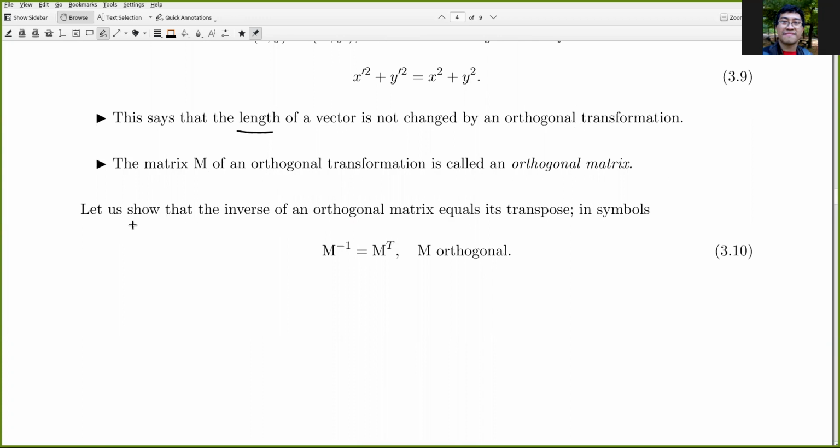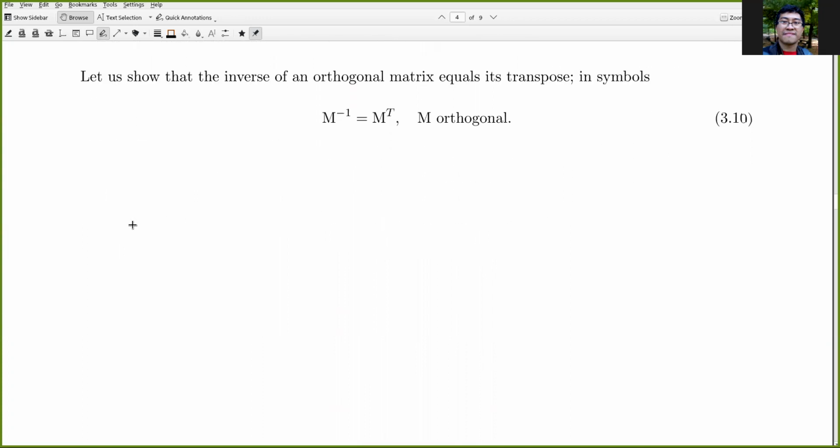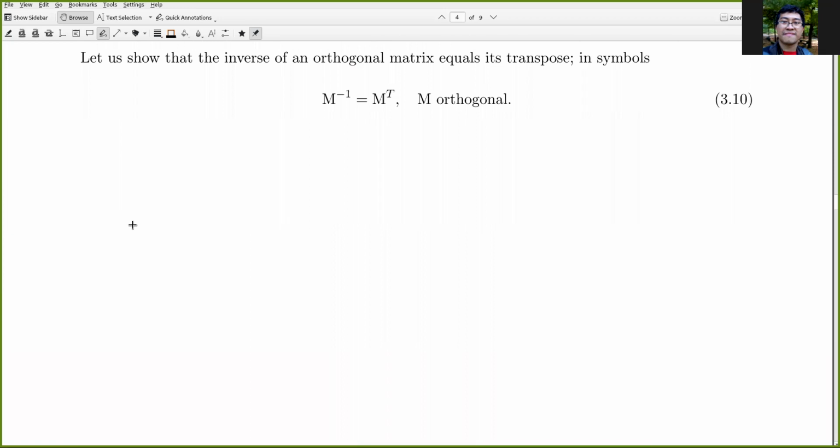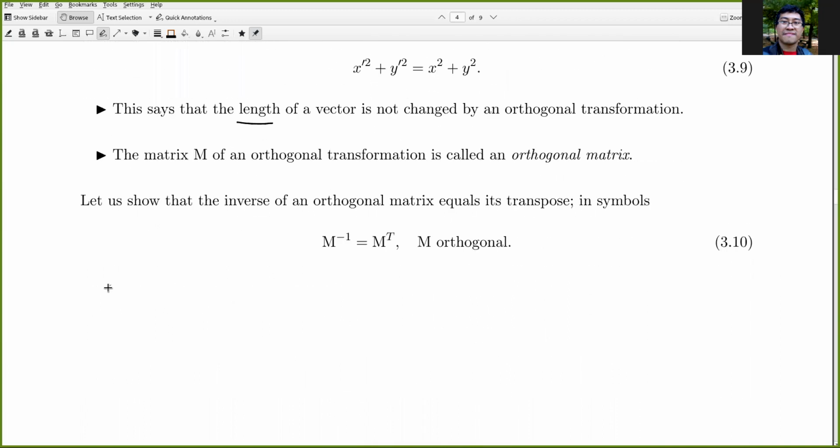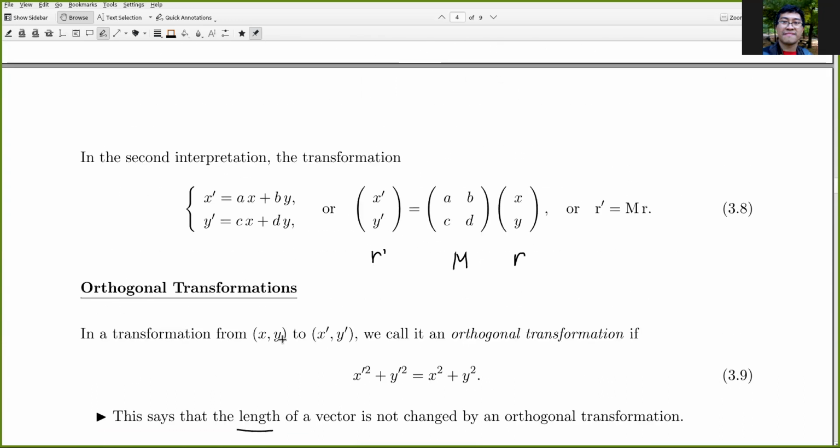So let us show that the inverse of an orthogonal matrix is equal to its transpose. We make use of this set of equations: x prime equals ax plus by, y prime equals cx plus dy.